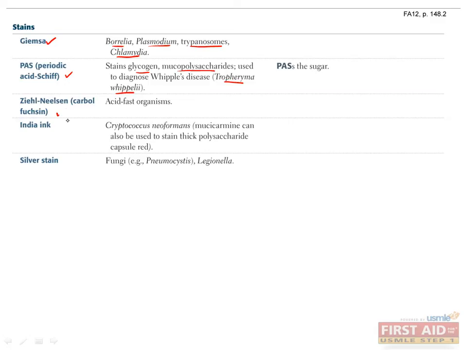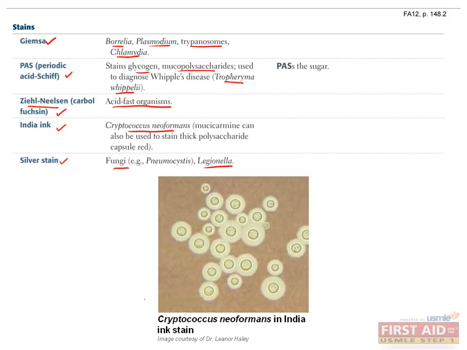The Ziehl-Neelsen stain is used to detect acid-fast organisms. Keep in mind that Ziehl-Neelsen is synonymous with acid-fast. The India ink stain can stain for Cryptococcus neoformans. And lastly, the silver stain is useful to visualize fungi and Legionella. Here is an image showing how Cryptococcus neoformans would appear using the India ink stain.